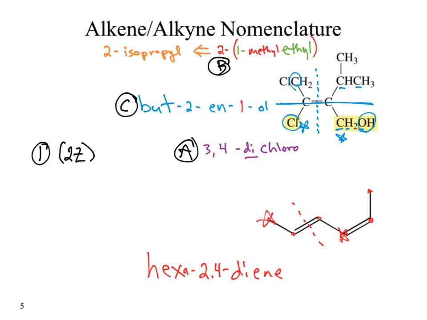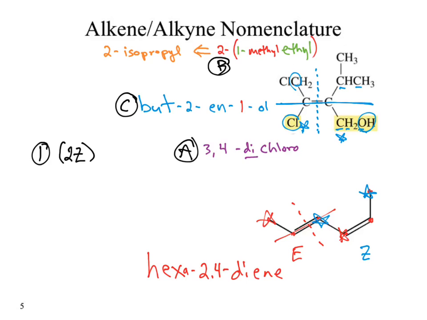That first one, they're on opposite sides, so that would be E. That other one, they're on the same side, so that would be Z. So how do I put the name together? Z goes first. Is this 2E,4Z or 2Z,4E? 2Z,4E.